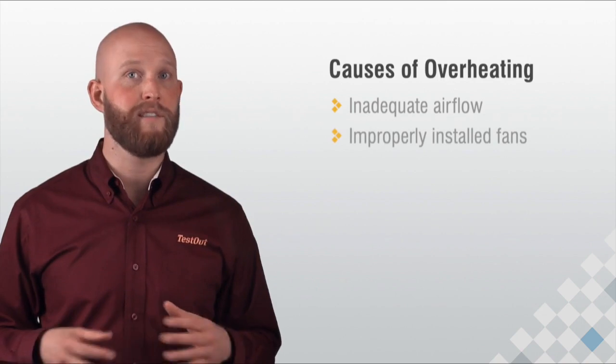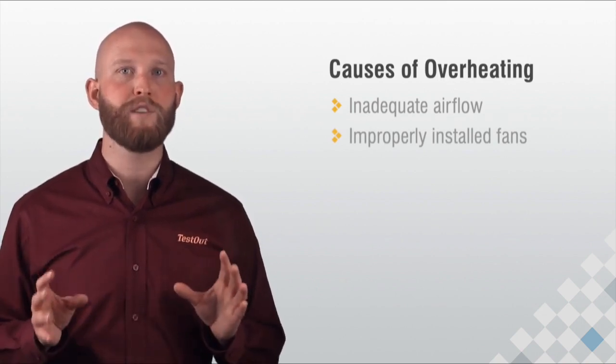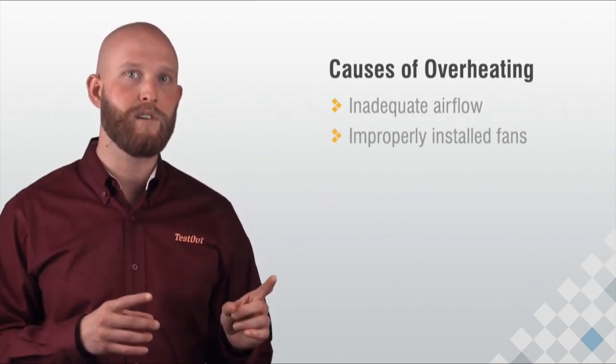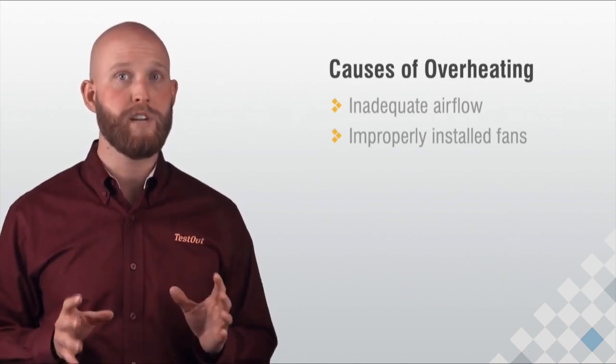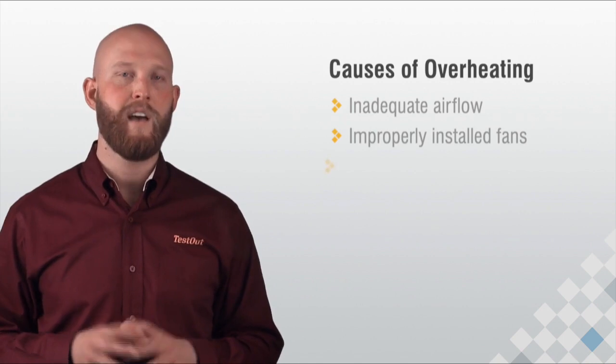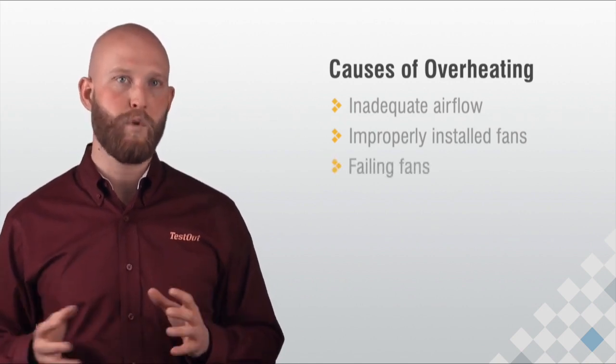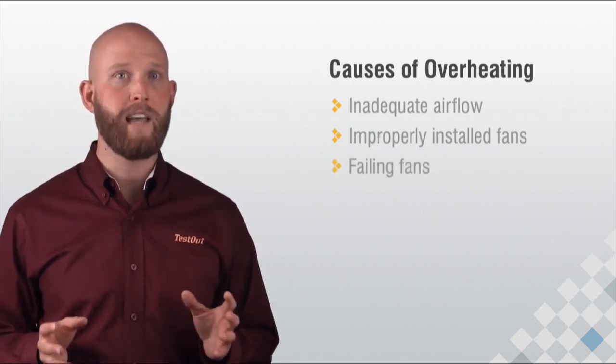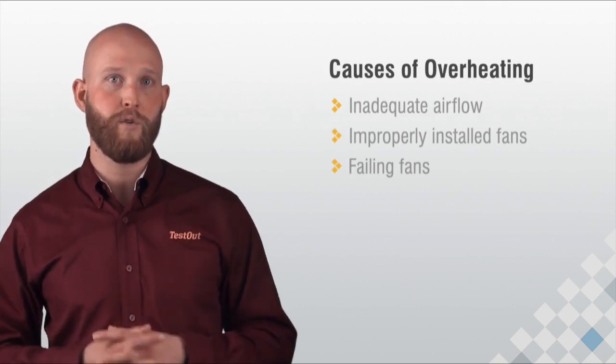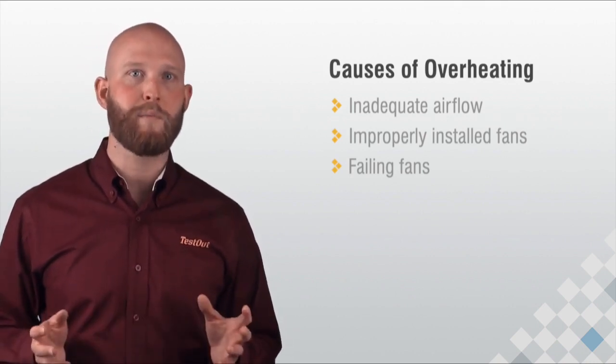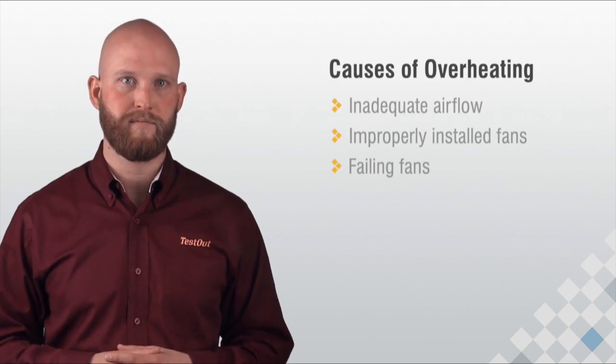Improperly installed fans can affect airflow. All fans must be oriented to force air through the system in the same direction. You can change the direction of the airflow by flipping a fan 180 degrees. Failing fans push less air than a properly functioning fan. You can easily identify a failing fan by the screeching noise they commonly make. This can be fixed by simply replacing the failing fan.